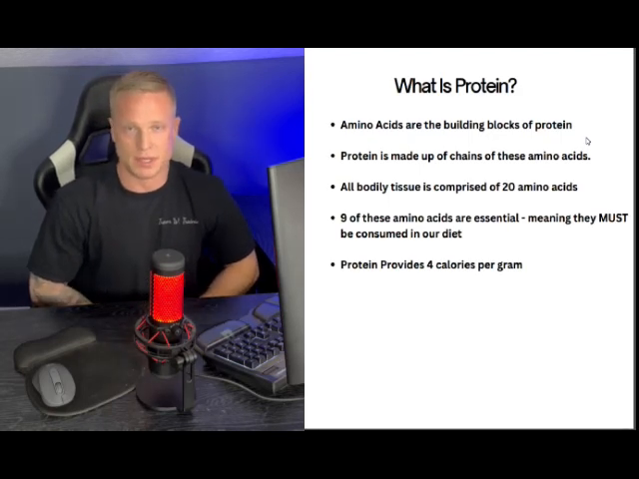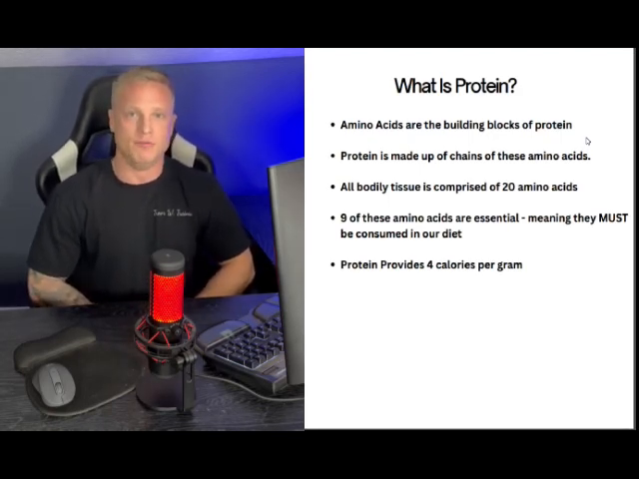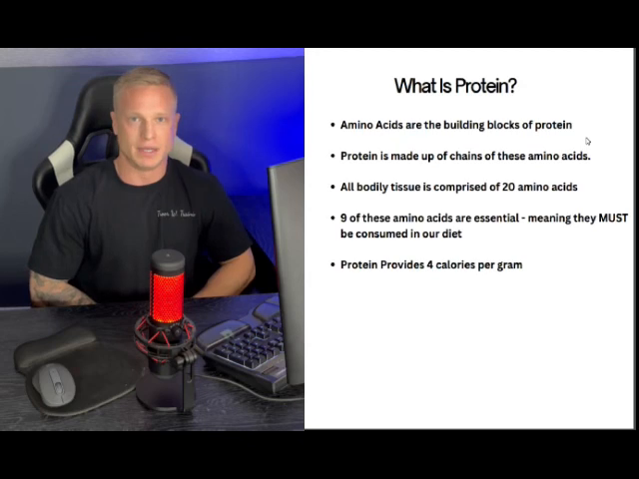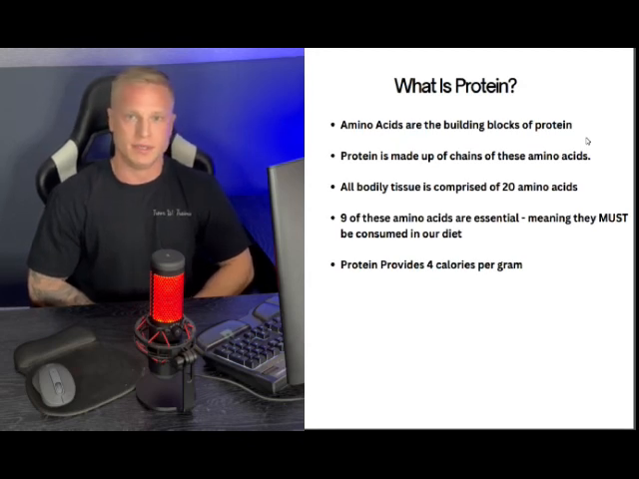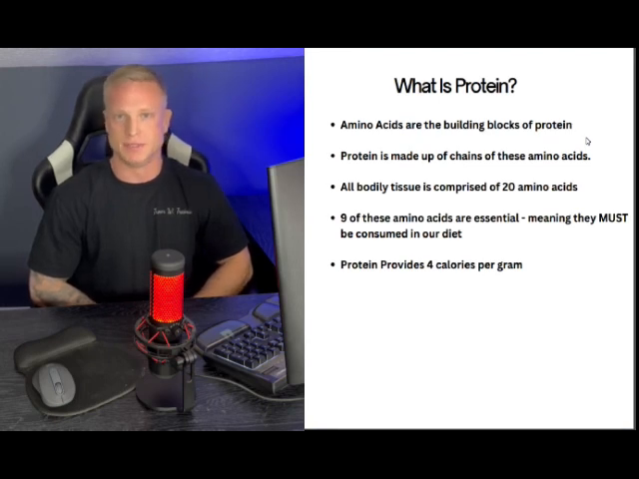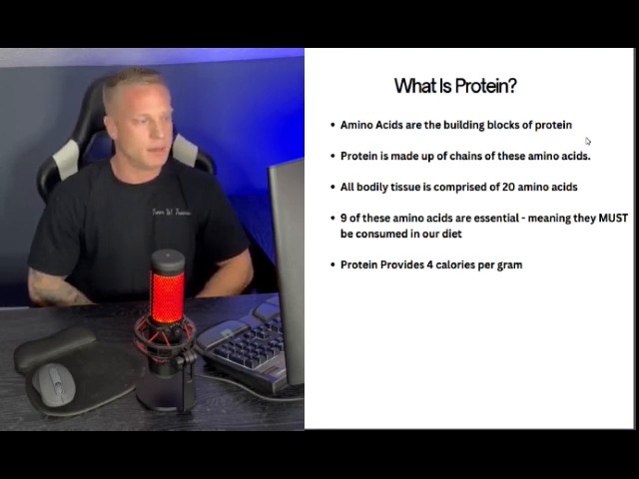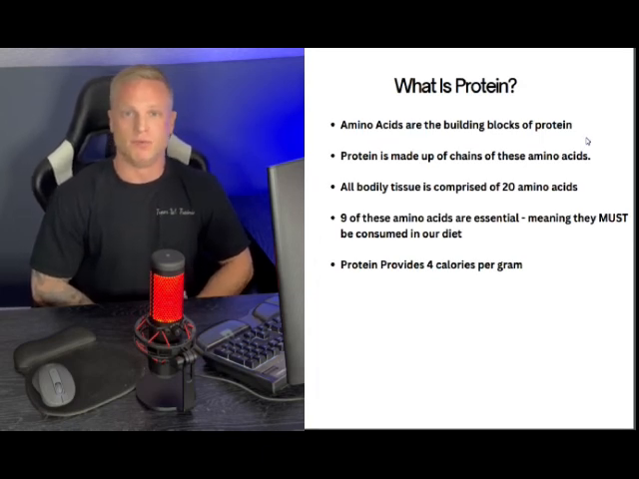So what is protein? Protein is made up of building blocks, which are called amino acids. There are 20 of these amino acids that make up human tissue. Nine of these are essential, which means they must be consumed from the diet. When you consume protein, it provides 4 calories per gram.